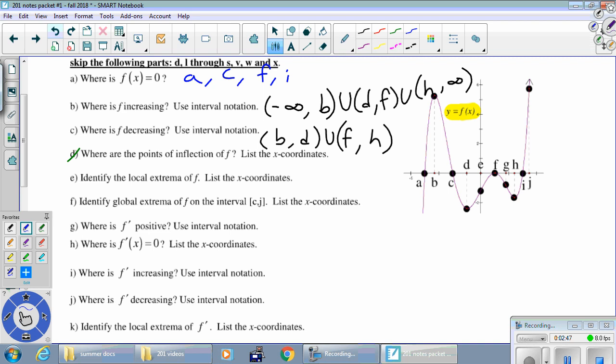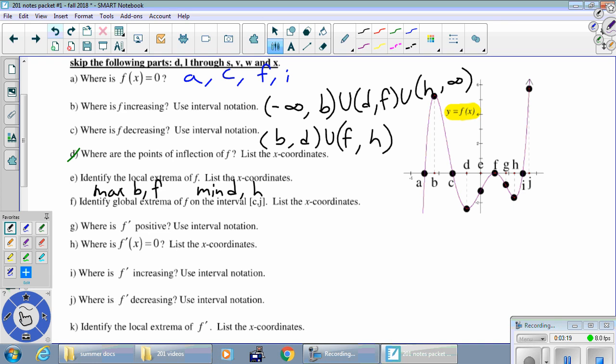Okay, we're skipping d and moving on to e. Identify the local extrema of f, and we're going to list the x coordinates of these things. Local extrema are just the points that are higher or lower than nearby points, so the tops and bottoms, peaks and valleys. I see at b you've got a max, and at d you've got a min, and then another max at f, and then another min at h. I think that's it. So these are the local maxes here, and the local mins here.